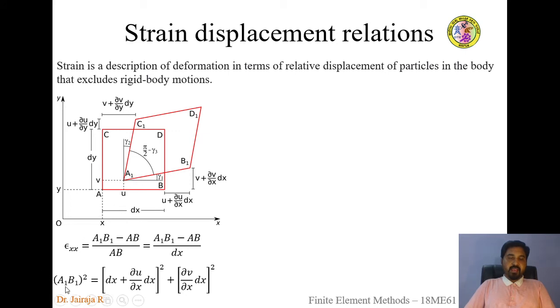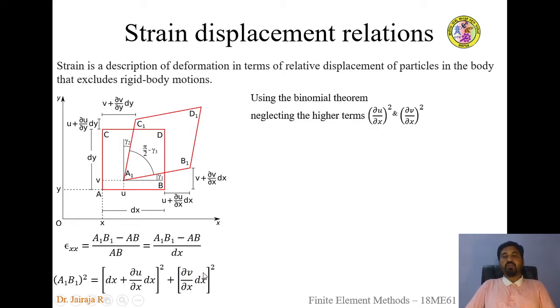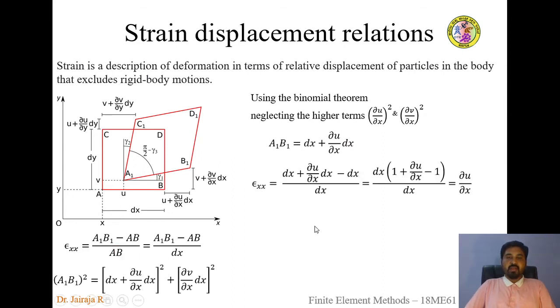From the figure, a1 b1 whole square is equal to (dx plus dou u divided by dou x into dx) whole square plus (dou v divided by dou x into dx) whole square. Using the binomial theorem, neglecting the higher terms like (dou u divided by dou x) whole square and (dou v divided by dou x) whole square, this becomes a1 b1 is equal to dx plus dou u divided by dou x into dx. Substitute this in this equation. So epsilon xx is equal to (dx plus dou u divided by dou x into dx minus dx) divided by dx.